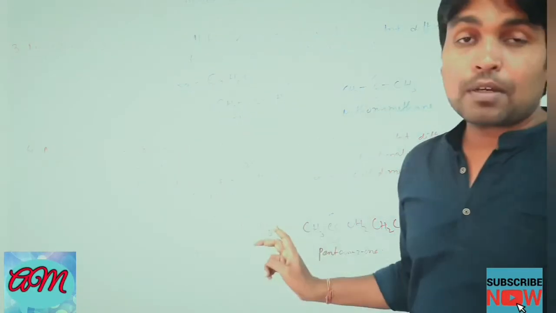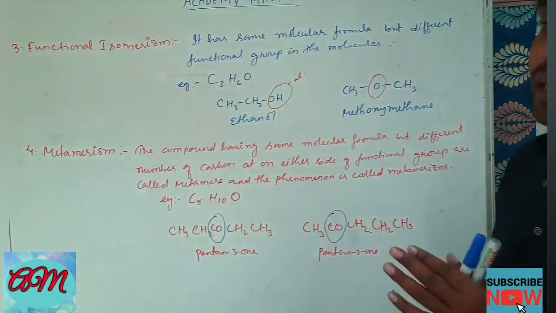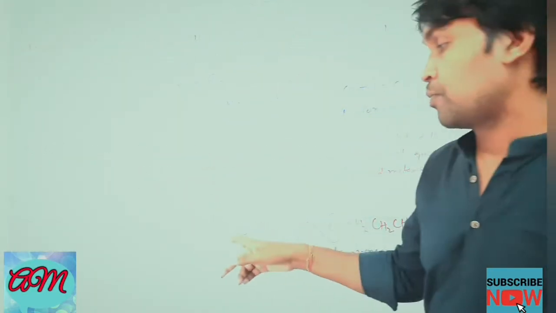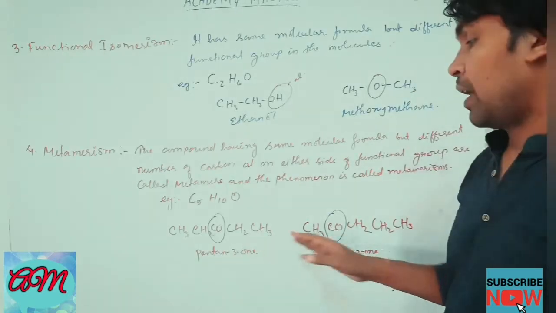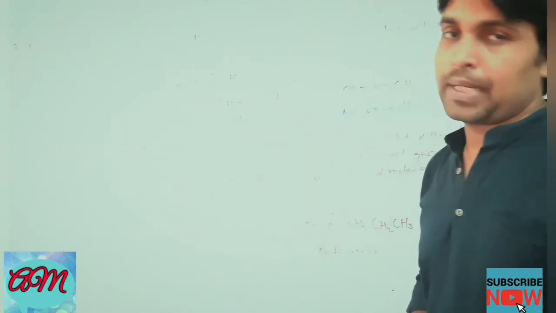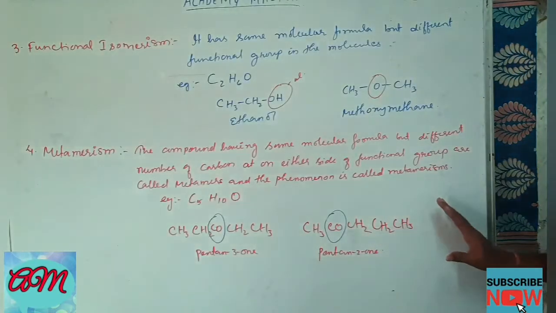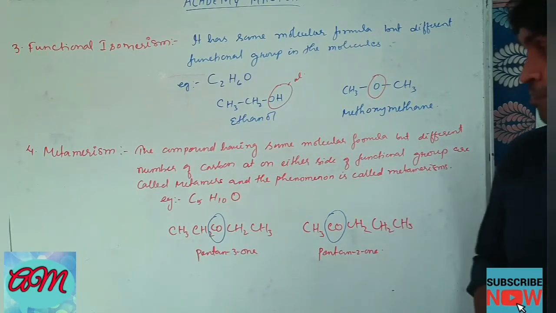So the molecular formula of these 2 compounds is the same, but the number of carbons on the left and right side of the functional group is different. Here it is equal and here it is different. So these 2 are called as what? Metamers, and the phenomenon we call metamerism. Hope dear students you have understood and got a clear idea on metamerism. So you can take it down.